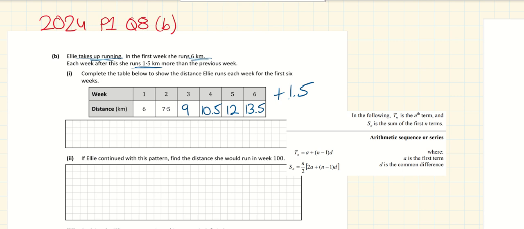Now it says if Ellie continued with this pattern, find the distance she'd run in week 100. So we're not just going to write out 100 numbers. We want to look at our Tn here.